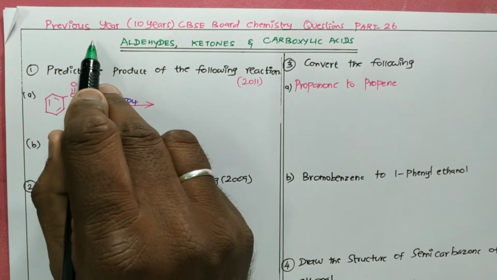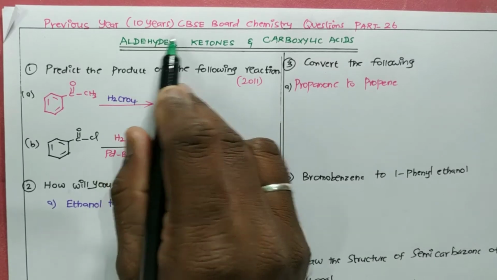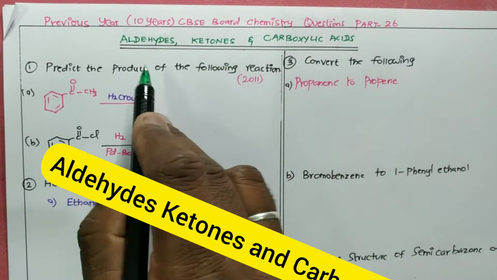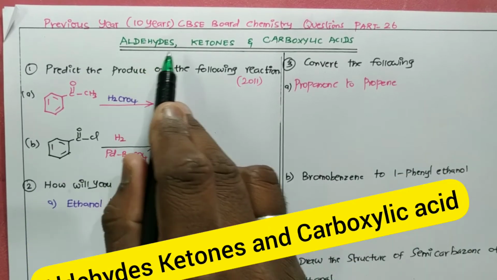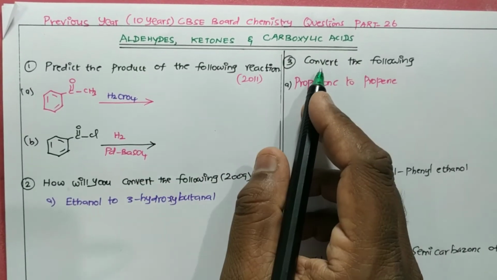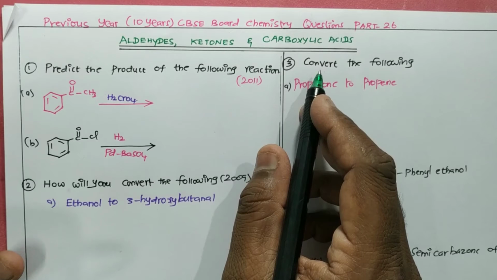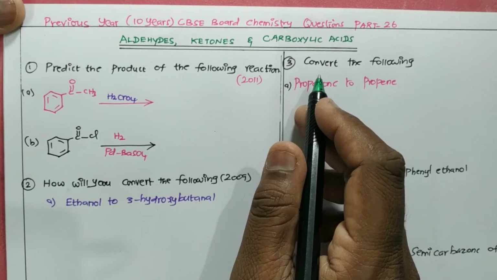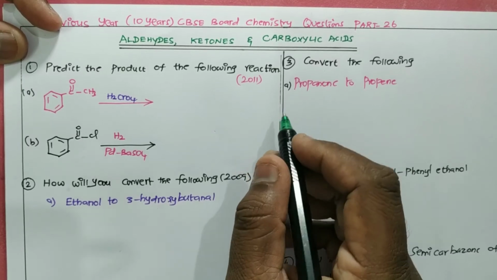Today we are going to talk about the previous year, that is the last 10 years CBSE Board Chemistry questions, part 26, in which we are going to discuss the aldehydes, ketones and carboxylic acids chapter. Question number 1 is to predict the product of the following reaction. They are asking only for the product. We don't want to go into the mechanism.